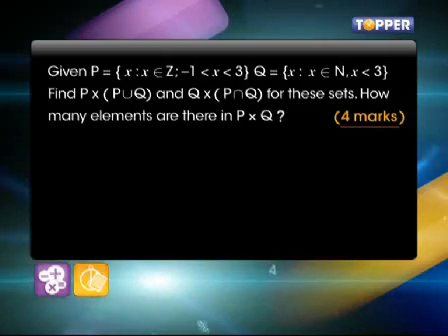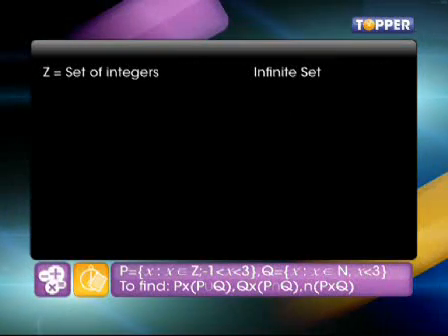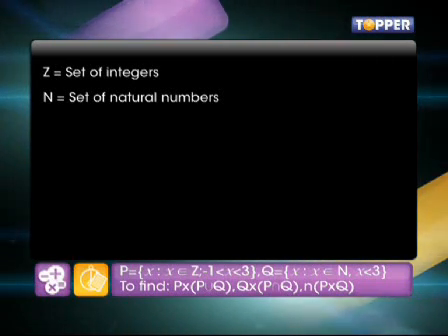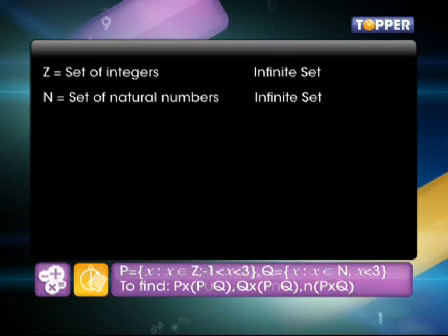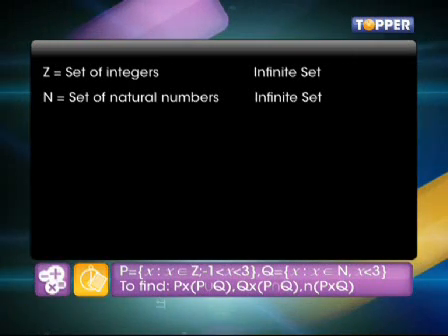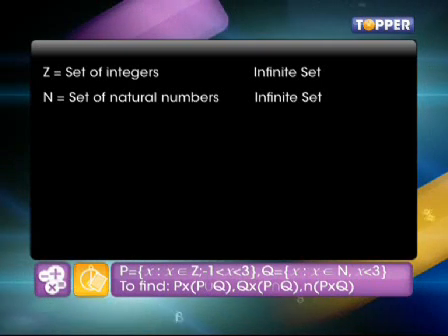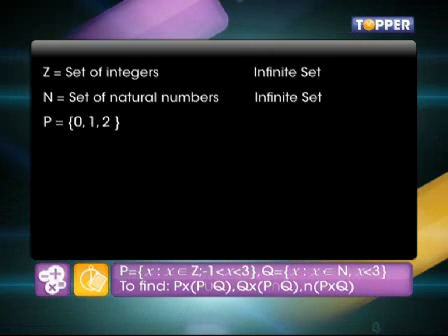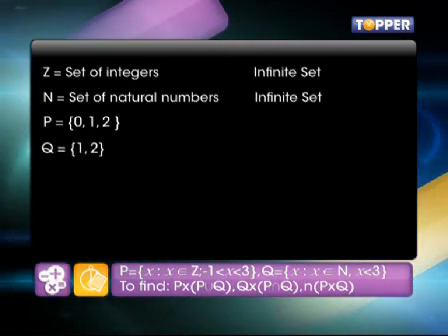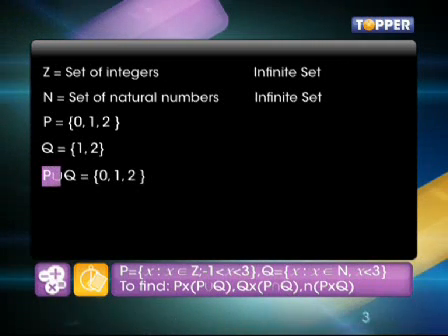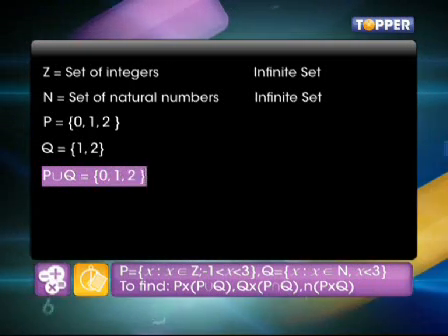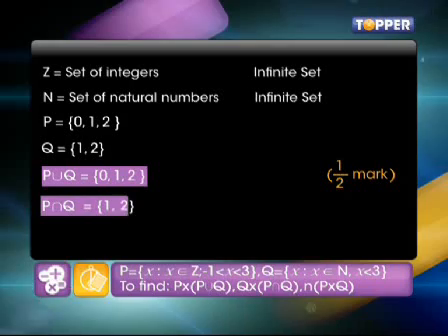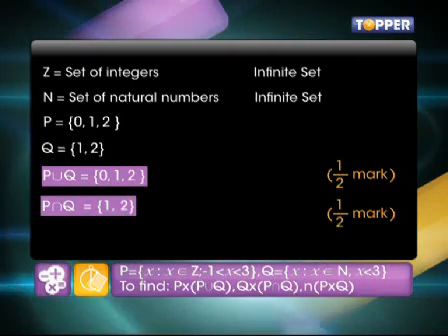The trick here is to realize that even though Z stands for the entire set of integers and N stands for all of the natural numbers, both of which are infinite, the sets P and Q are both finite. Writing these sets in the roster form and finding P union Q, we have P is equal to {0, 1, 2} and Q is equal to {1, 2}. So, P union Q is equal to {0, 1, 2}. You get half a mark. P intersection Q is equal to {1, 2}. You get another half a mark.